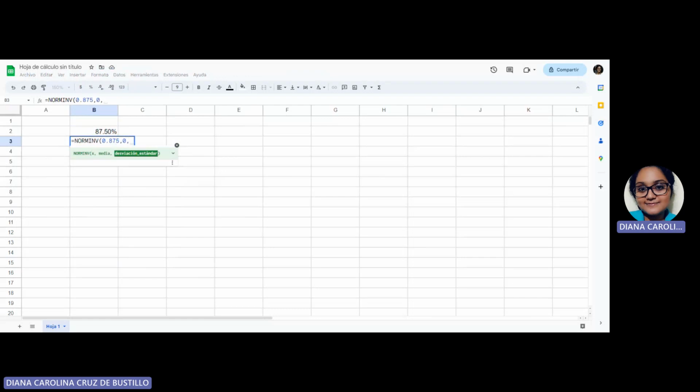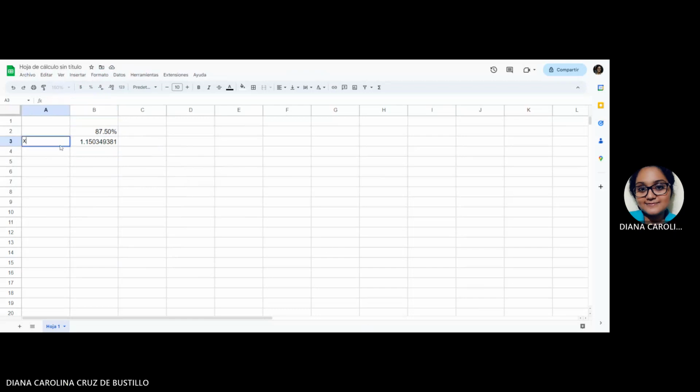This is the standardized normal distribution, the same one that is used in the probability tables. So just enter your service level here, then mean 0 and standard deviation 1. That is what you have to do if you want to calculate the C with this. I'm going to show you how to do it with a probability table as well, just for you to know both ways. So here you have a C value of 1.15.